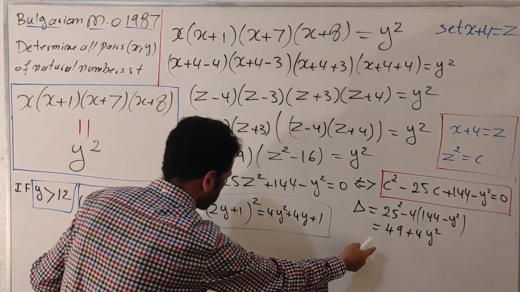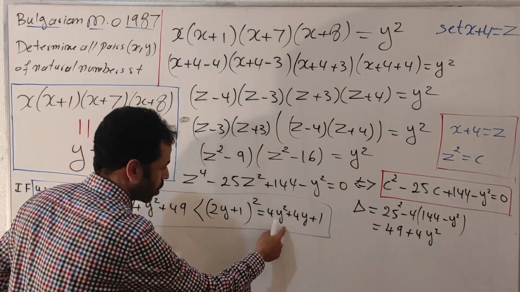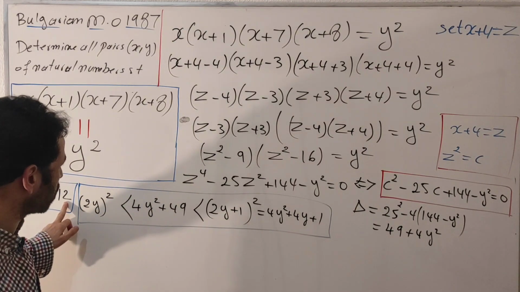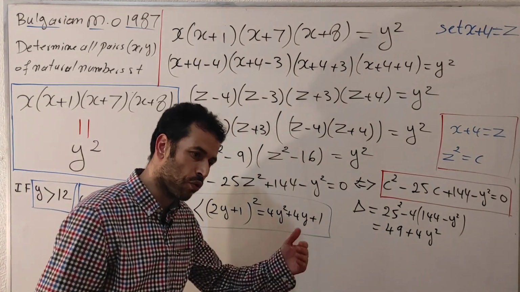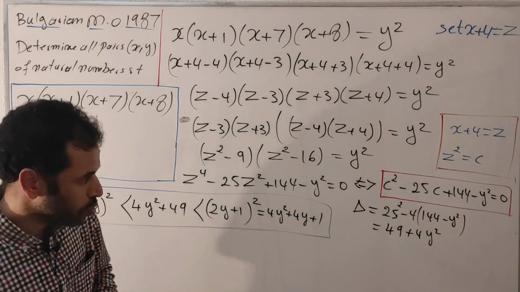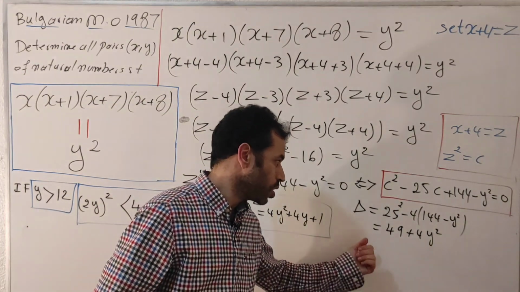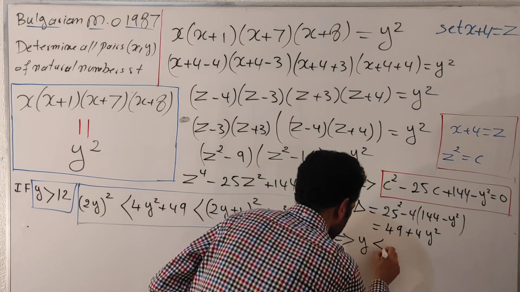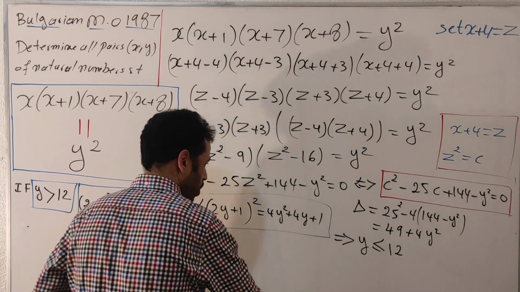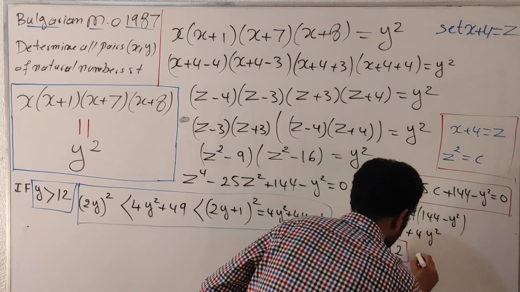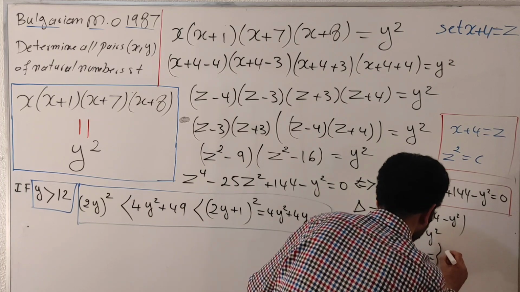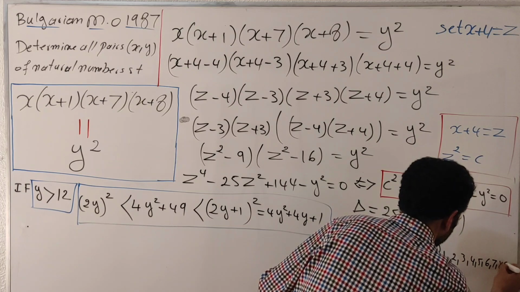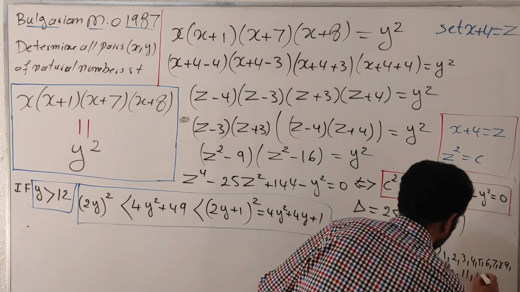because this term, as a delta, is located between two consecutive squares. Since we don't have a perfect square above this point, y strictly superior to 12, that means we have a perfect square when y is inferior or equal to 12. In other words, we have a solution for this equation if y is inferior or equal to 12. Now we will have a perfect square. So y is taking the following values: 1, 2, 3, 4, 5, 6, 7, 8, 9, 10, 11, and 12.